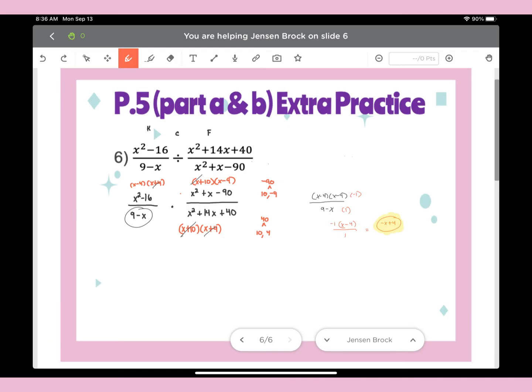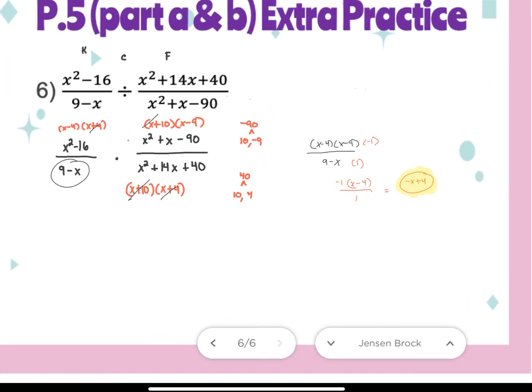Okay, and then last one. Again, either keep, change, flip, and then reduce, or reduce and then keep, change, flip. The top left becomes x plus 4 and x minus 4. It's difference of 2 squares. Bottom left can't be factored. Top right becomes x plus 10 and x minus 9. Bottom right, x plus 10 and x plus 4. So then the x plus 4's canceled here. The x plus 10's canceled here.